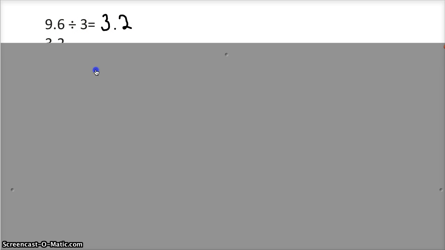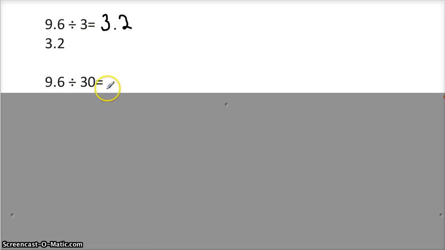Okay, here's another one. 9 and 6 tenths. So 96 divided by 3, that's pretty hard. But if I just think about the 9 first and kind of cover up that 6, what is 9 divided by 3? I know that is 3. There's a decimal, so I'm just going to copy that decimal. Now what's 6 divided by 3? And that's 2. So your answer is just 3 and 2 tenths.